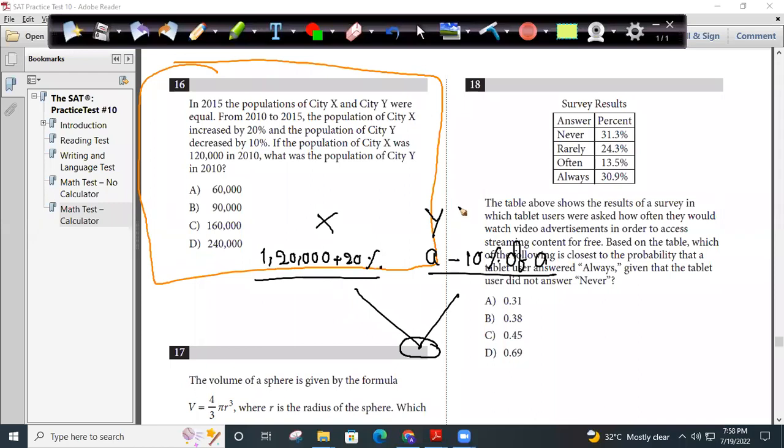Means definitely in year 2010, the population of city Y should be more than the population of city X. Then only, even though you are decreasing, after 5 years you are the same, means the population of city Y is more than the population of city X. So definitely A and B can never be answers. If anyone is giving A and B as the answer, I should beat them left and right here.